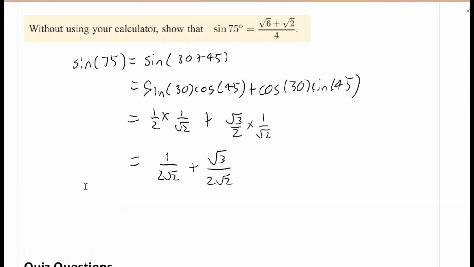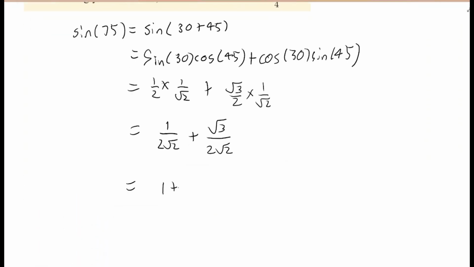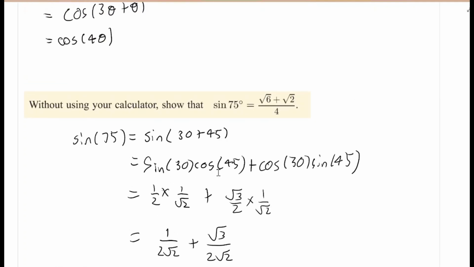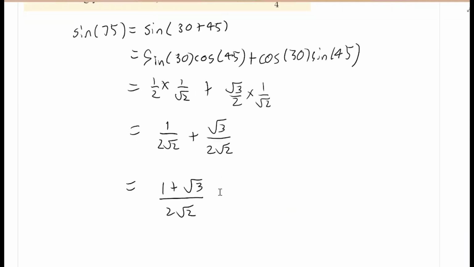These have the same denominator, so we can add them. 1 plus root 3 over 2 root 2. But that doesn't look like what they wanted us to show. They want us to have 4 on the bottom. So what we need to do is then times by root 2 over root 2 to get the answer we actually want.